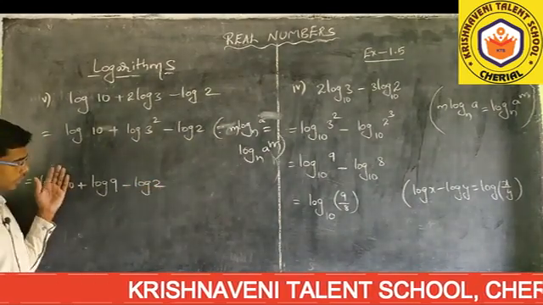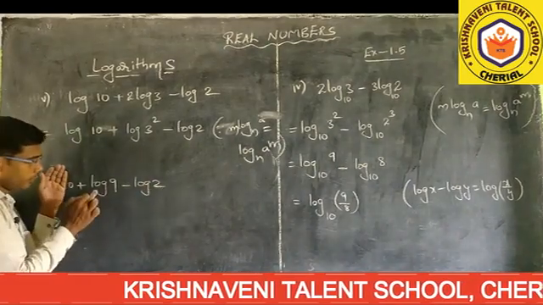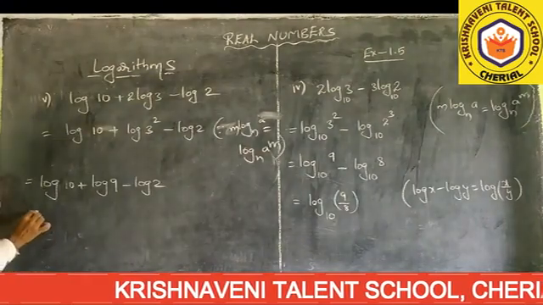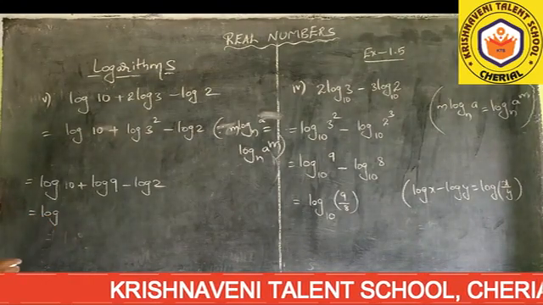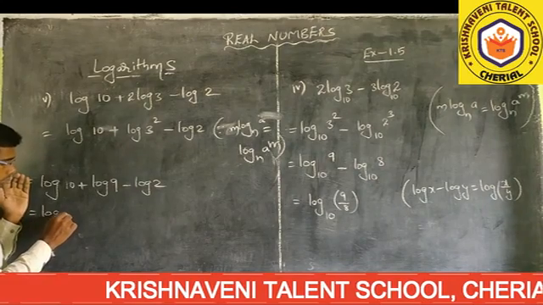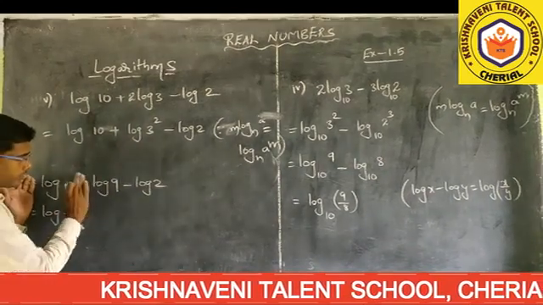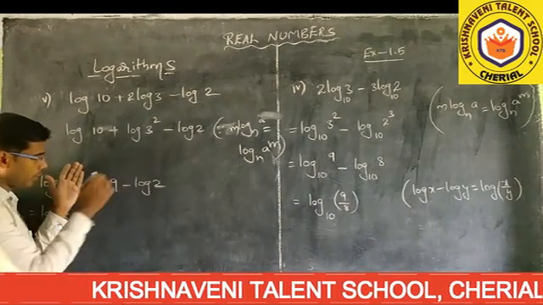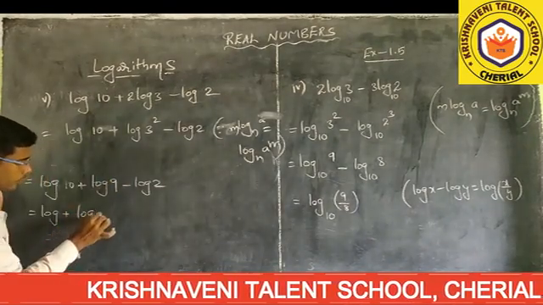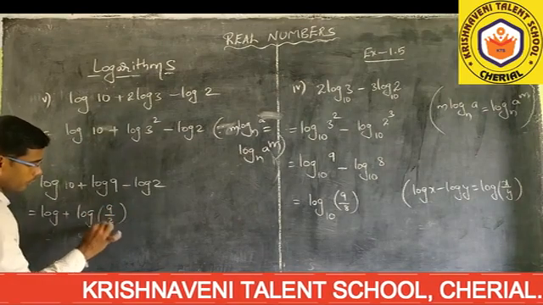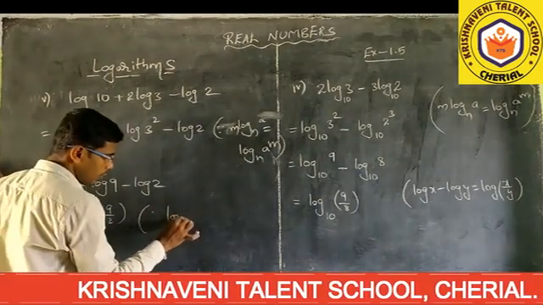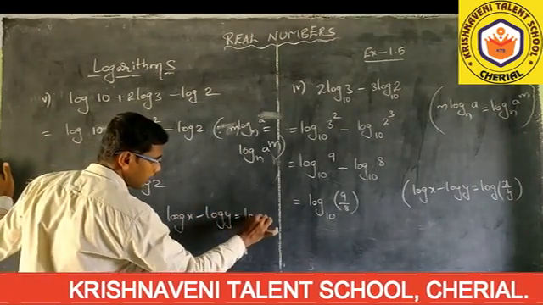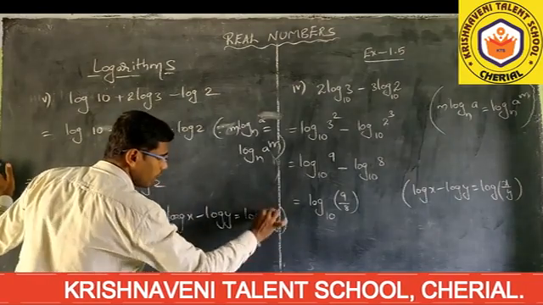First let this one be, I will come from the right side: log 9 minus log 2. How can we write it now? It equals log 10 plus, log x minus log y. We can write it as log x by y, so plus log 9 by 2. Log x minus log y, you can write as log x by y.